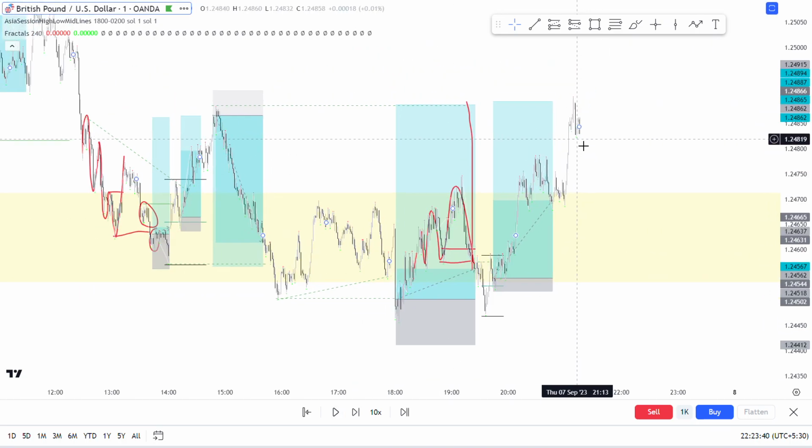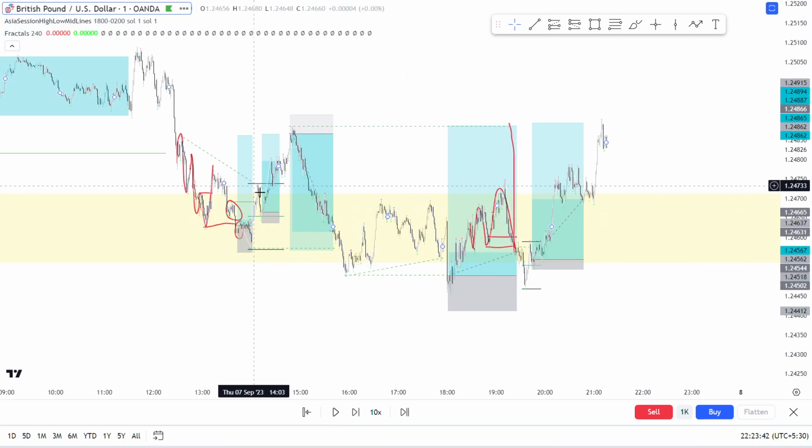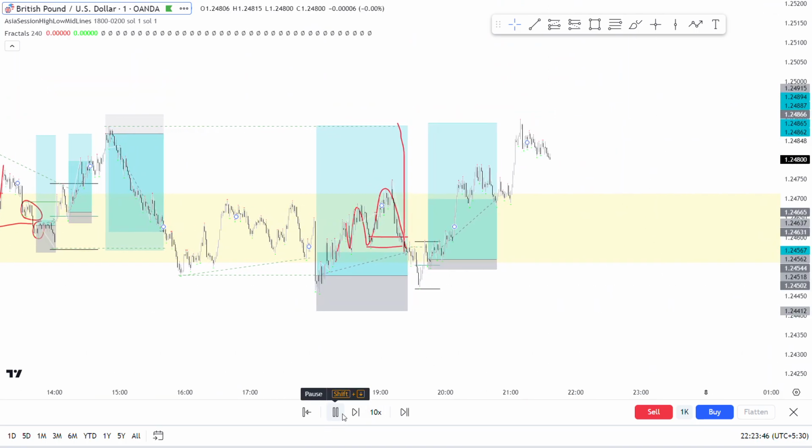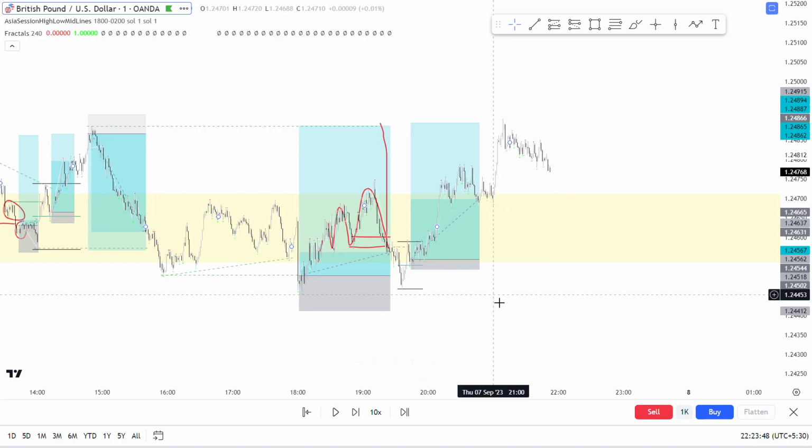We got TP hit. Simple trading. 100% win rate today.